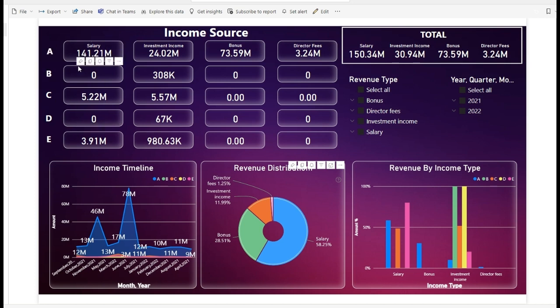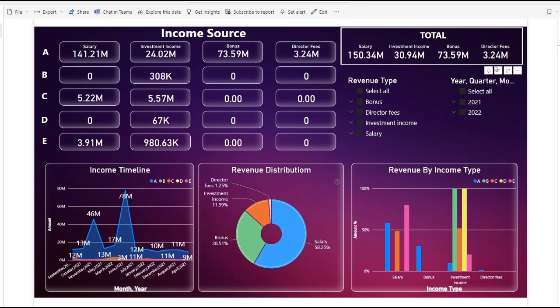A has collected 141.21 million in salaries. He has earned 24.02 million for investment income. He has collected 73.59 for the bonus income and 3.24 million as the director fees. In a similar way, all the members' salary, investment income, and bonus are represented in these KPIs.